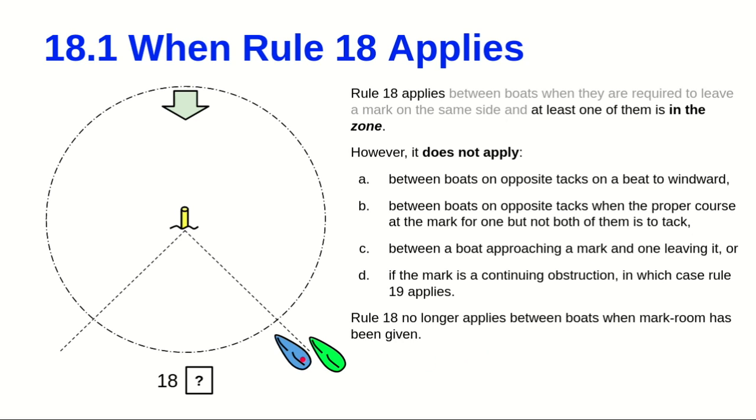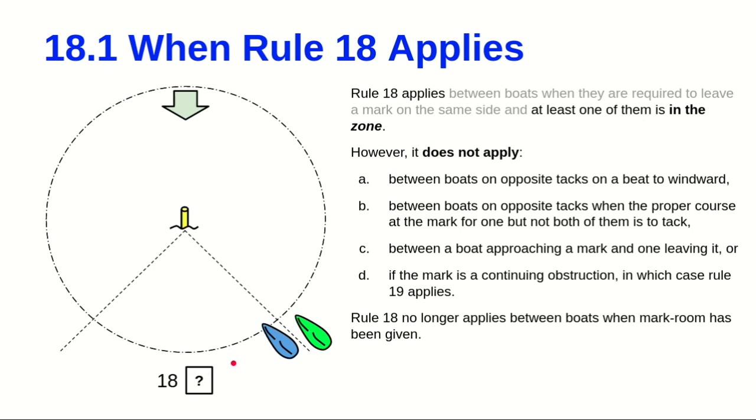Here we have two boats, blue and green. Green is the keep clear boat because she is overlapped on the same tack to windward. Blue is the right-of-way boat and they're heading up towards this mark. Does Rule 18 apply between these two boats? Well, in this case, no, it does not, because at least one of them is not in the zone. Neither of these boats is in the zone marked here.